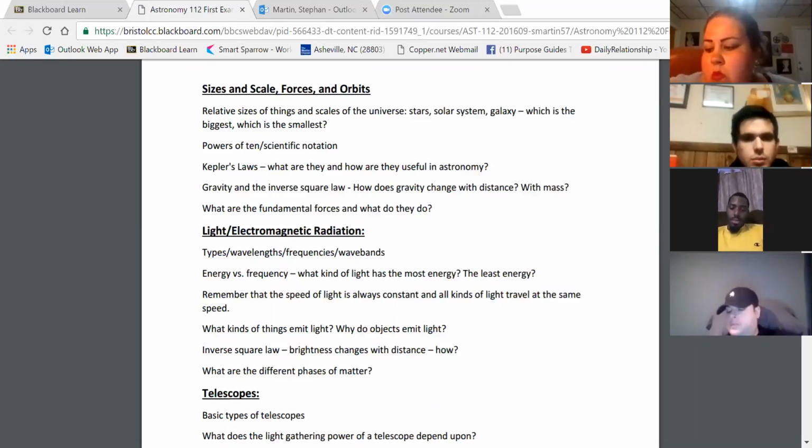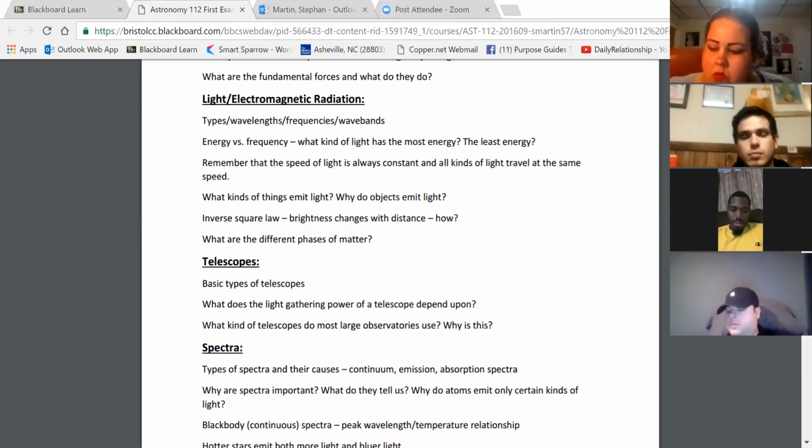And then fundamental forces, we didn't cover that in detail, so I'd say don't worry about fundamental forces. Just know it's gravity, light, strong nuclear force, and weak nuclear force. That's it. Okay.